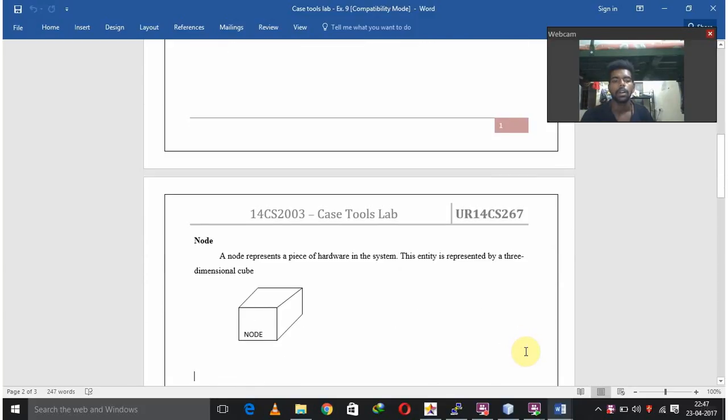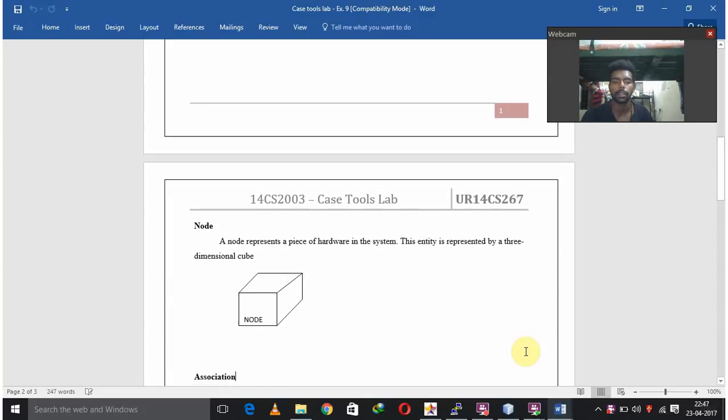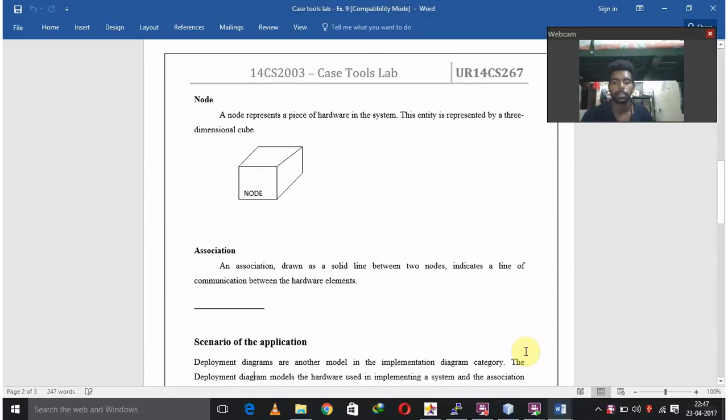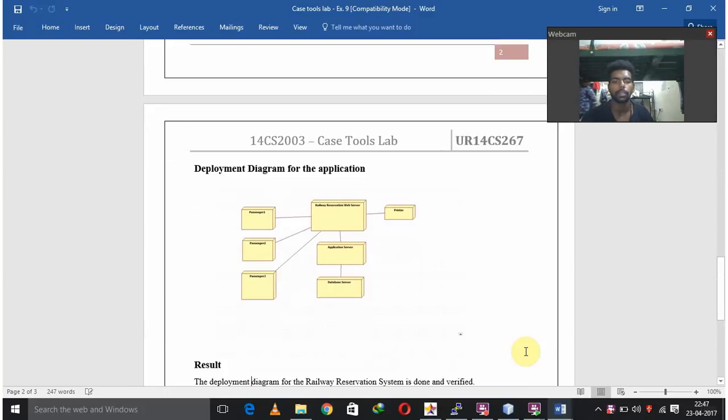A node. A node represents a piece of hardware in the system. This entity is represented by a three-dimensional cube. Then association. An association is drawn as a solid line between two nodes, indicating a line of communication between the hardware elements. Scenario is a deployment diagram.